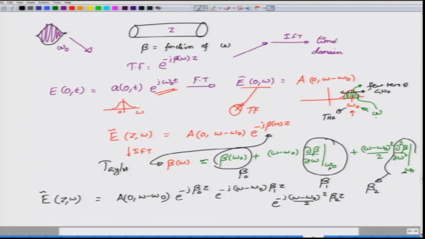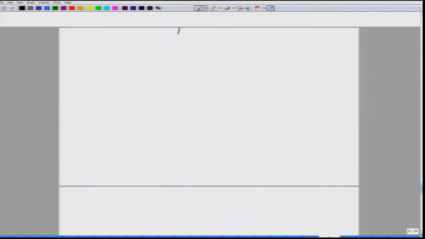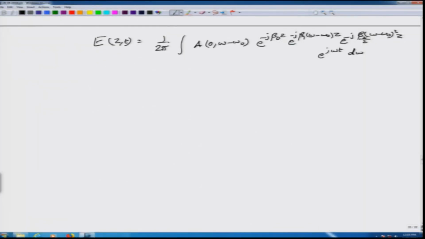Now, what I need to do is go to this spectrum and write down E of z, t, which would be the inverse Fourier transform. So, we have the electric field at the output given by this expression. I hope you can see all the expressions here. You have the initial pulse spectrum, and then there are 3 terms in e power minus j beta of omega z: the carrier, the first term beta 1, then beta 2, and then you have e power j omega t d omega.